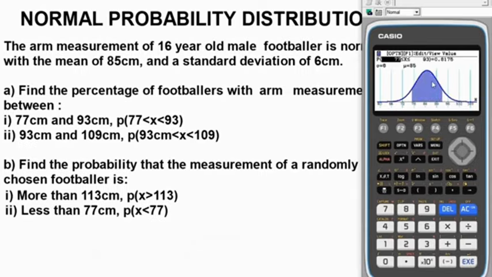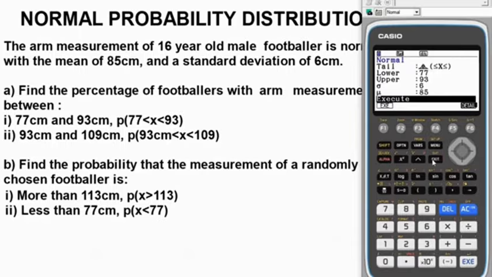So this is the graphical aspect of it. So this is the answer. We have it to be 0.8175. It's as simple as that, guys. Now to solve part II of this equation, let's press exit. Okay, all you have to do now will be to change some values here.